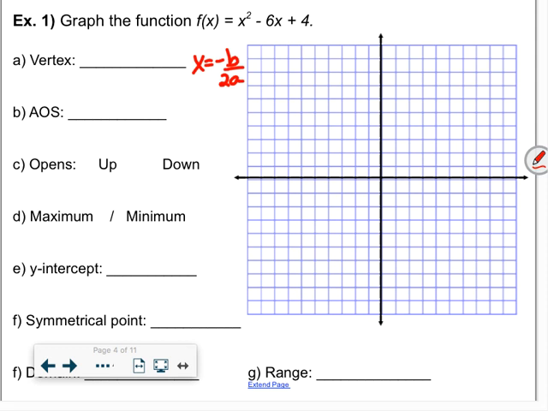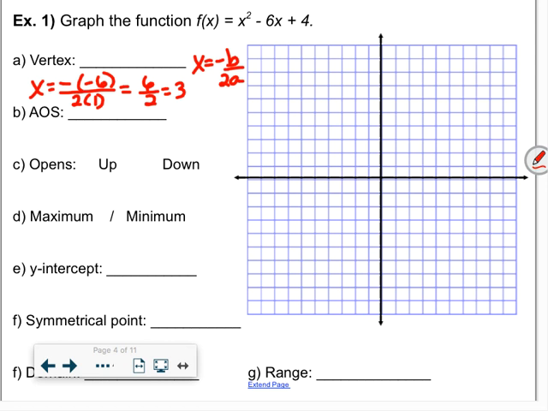Do you see where I'm getting the a, b, c from? So now let's plug it in. So it's negative -6 over 2 times 1. So that's 6 over 2, which is 3. Now that's only the x-coordinate. So the x-coordinate is 3. How do you find the y-coordinate? If we know x is 3.